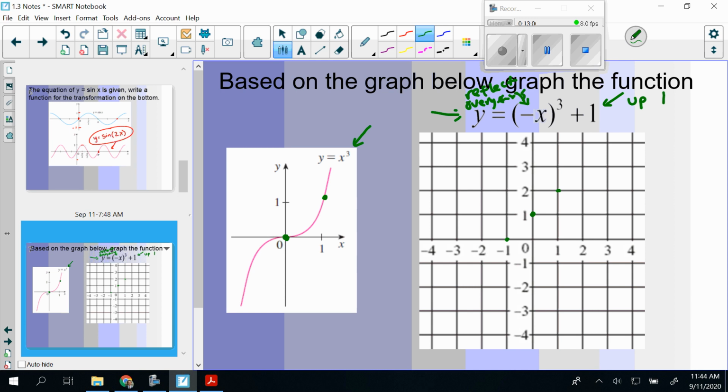If it had just been the +1, it would look like this green one. However, we've got to also reflect it here. So this point won't change because it's on the y-axis. That point would go there, that point would go there. So the final graph on this one should look something like that. So if you had a graph that looked like that, you nailed it.